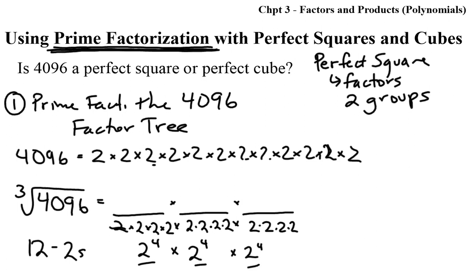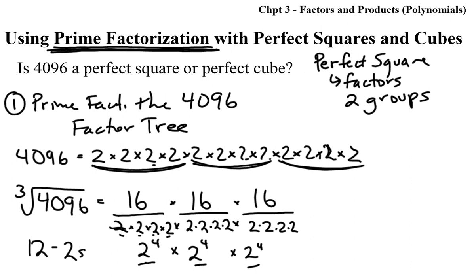There's my 3 factors. 2 to the 4 is 2 times 2 is 4 times 2 is 8. We have 16 times 16 times 16, because I could take all my 2's and evenly split them into 3 equal groups. So the cube root of 4,096 is 16.